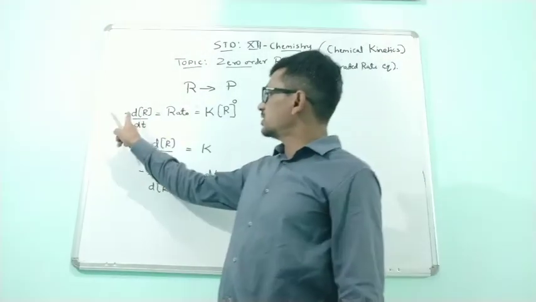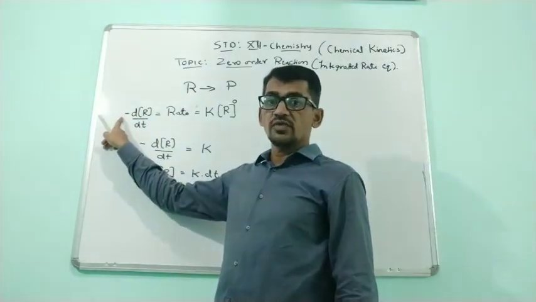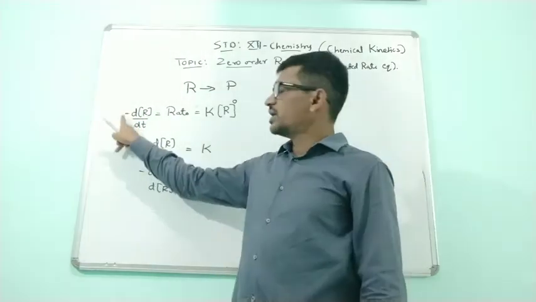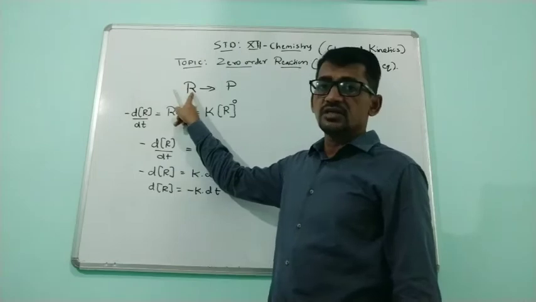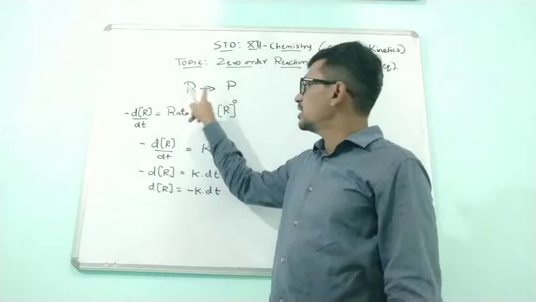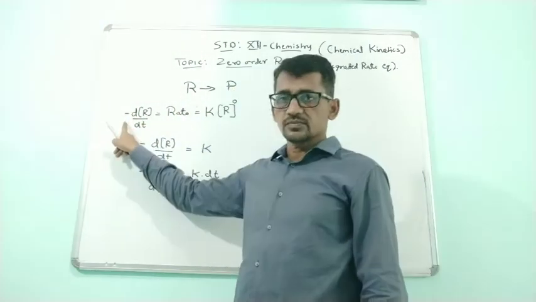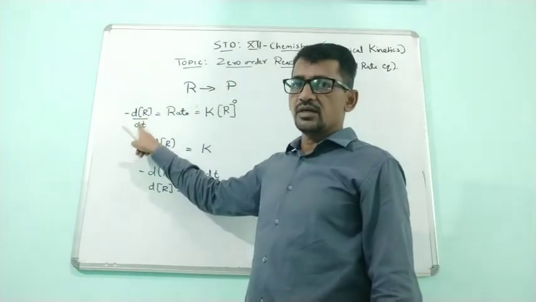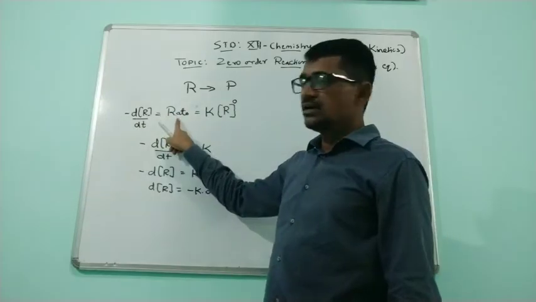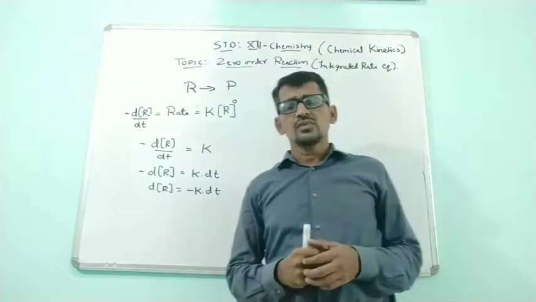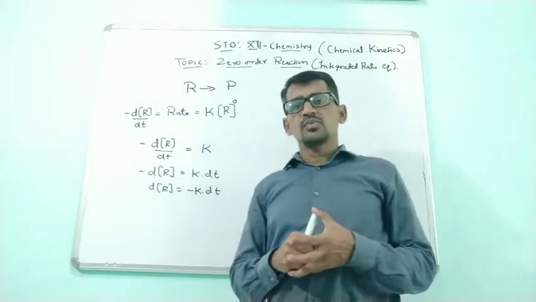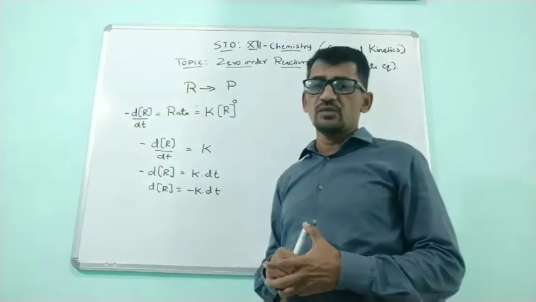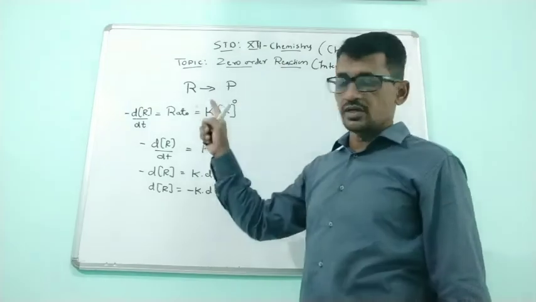Rate of the reaction written in terms of reactant is minus d[R]/dt. Why minus? Because reactant concentration decreases during the reaction. In terms of product, it will be plus. So minus d[R]/dt pertains to reactant with respect to time. That is the rate. But this rate is directly proportional to the zero power of the concentration of the reactant. Why? Because it is a zero order reaction.